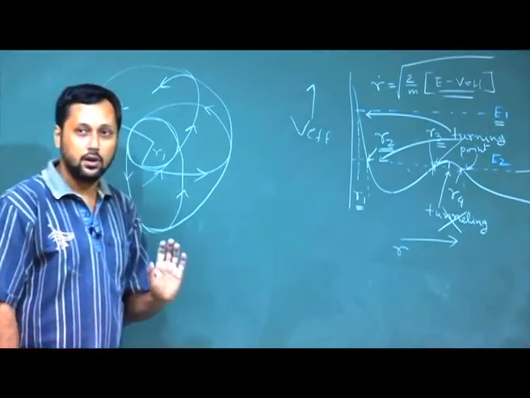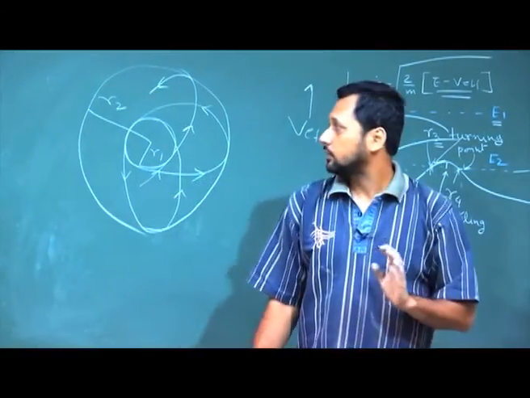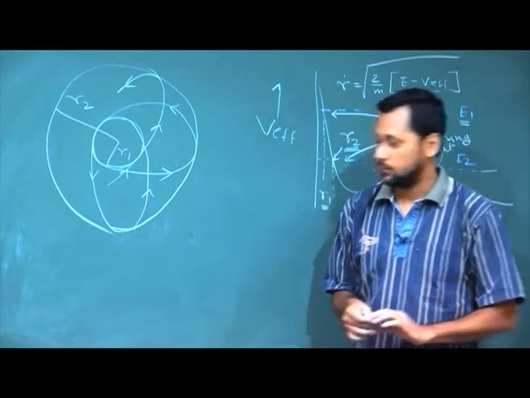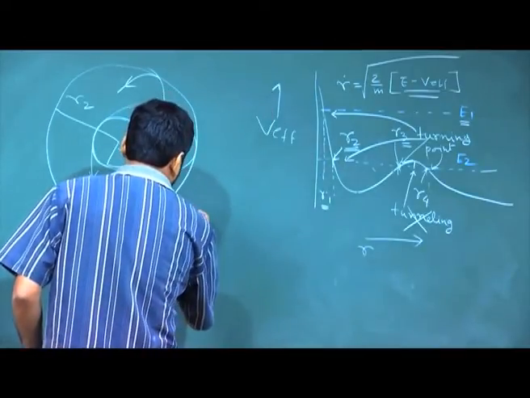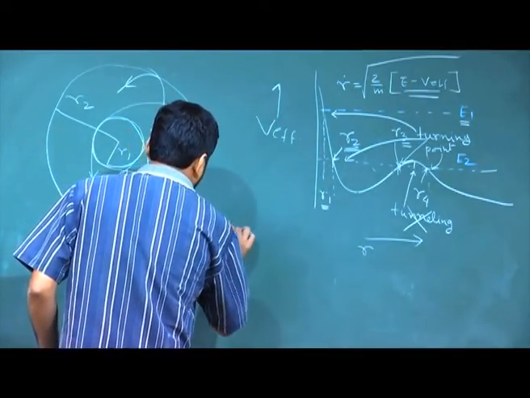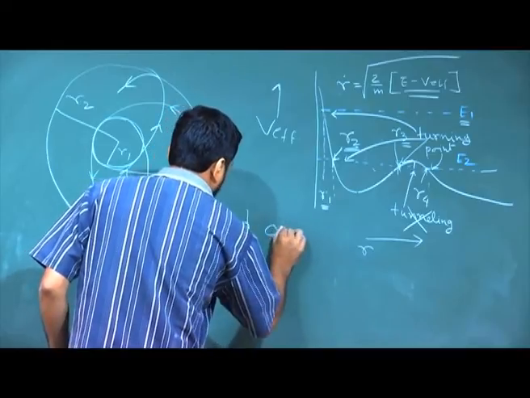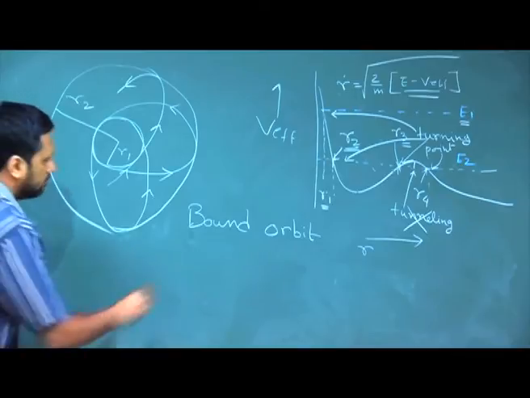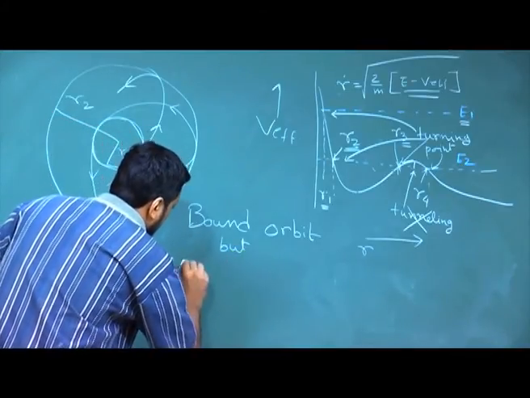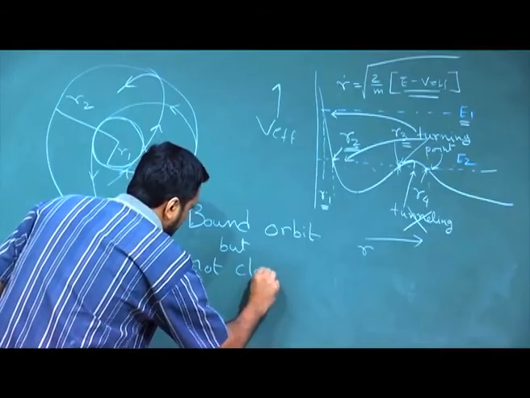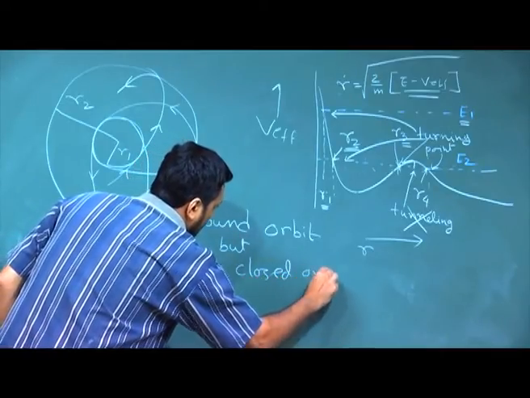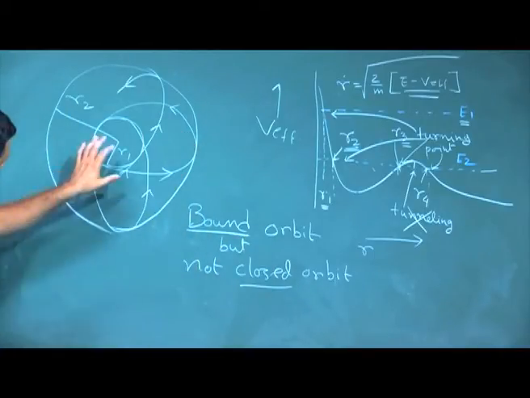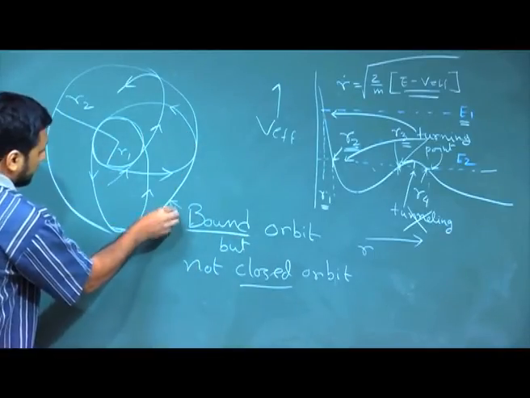But please recall that although it is a bound state, a bound orbit, it is not a closed orbit. So, this is a bound orbit but not a closed orbit. This is an example of a bound orbit, but this is not a closed orbit.